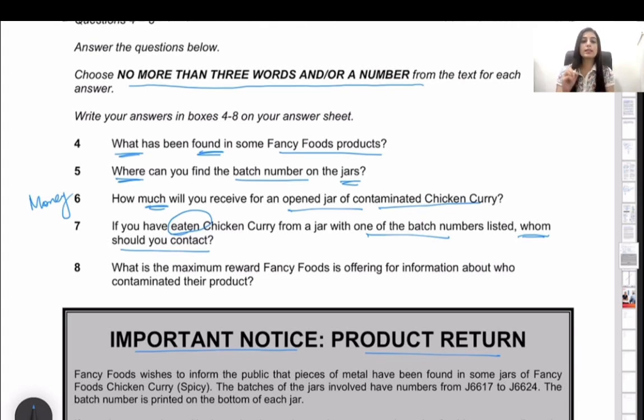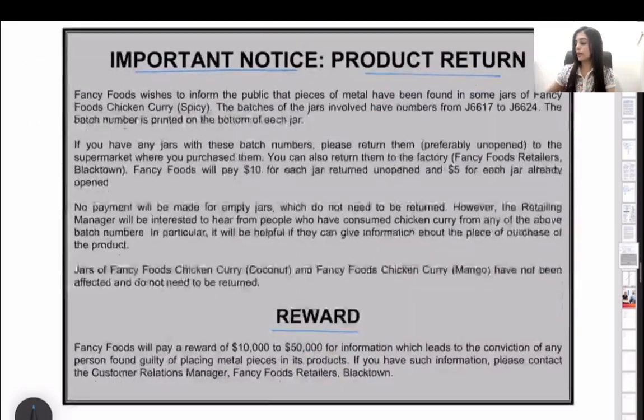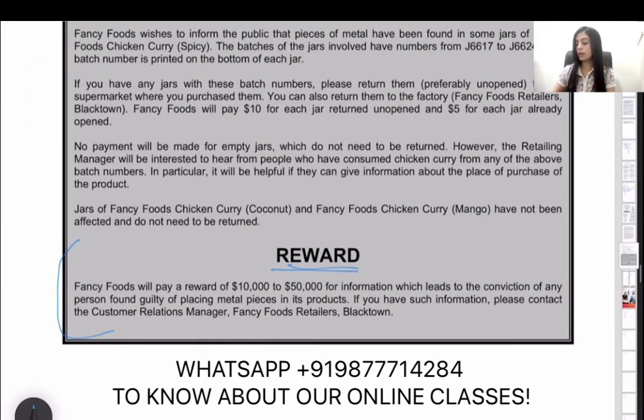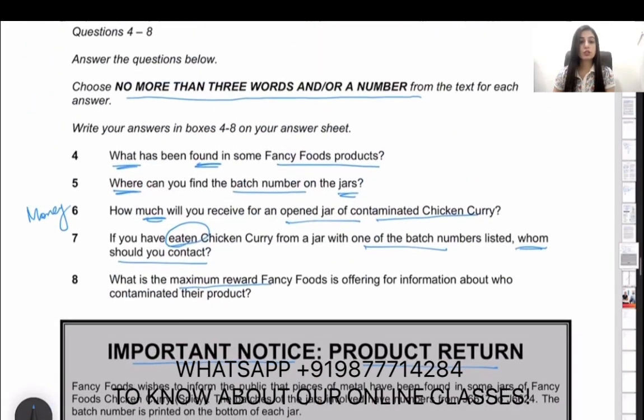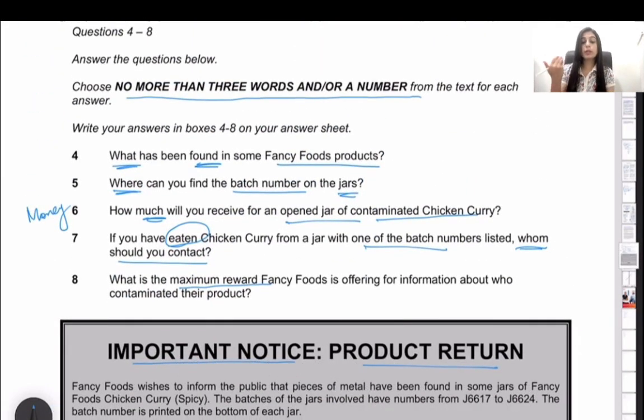The last question is, what is the maximum reward? We can find the answer to this question towards the end of the passage, somewhere here I guess, because reward is the title here. That's the reason you should read the title. You will be in a better position to locate the answers, and you will not have to go through every sentence. What is the maximum reward Fancy Foods is offering for information about who contaminated their products? So these are the things that we have to keep in mind.